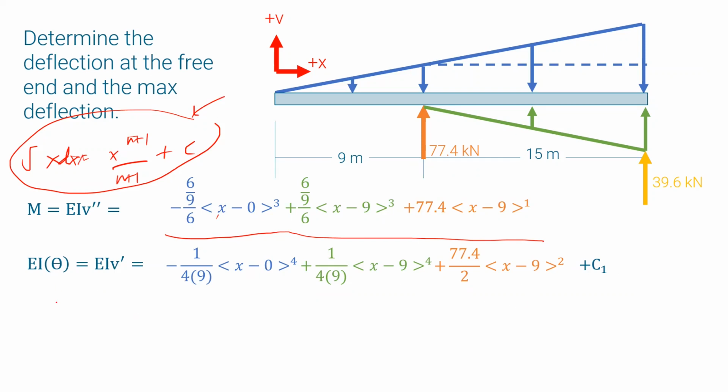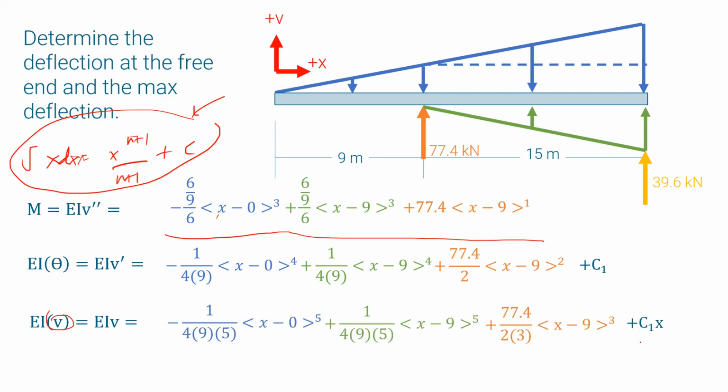Next, integrate one more to get EIv. So that's what you want, yung v, which is the deflection. So if you integrate, you get this, you get this, you get this, you get C1x, and then you get another integration constant, C sub 2. So yung next na trabaho mo is solve yung C sub 1 and then C sub 2.